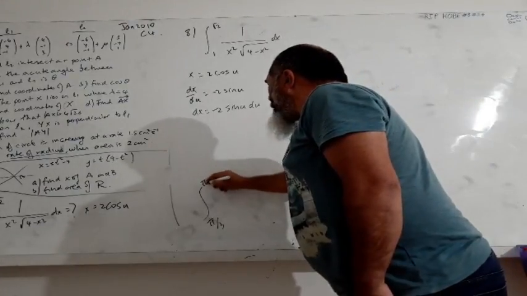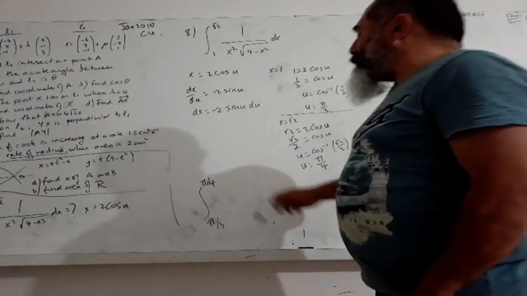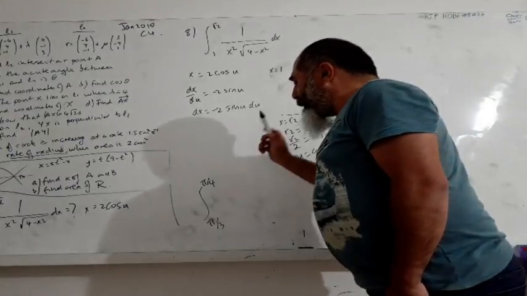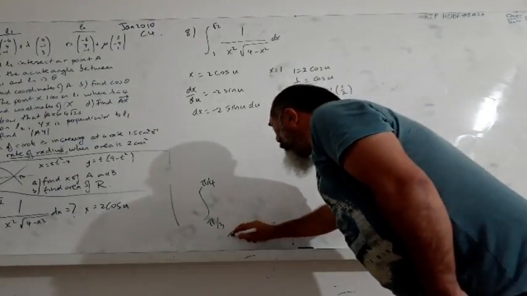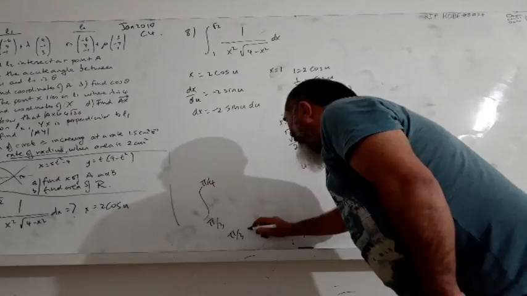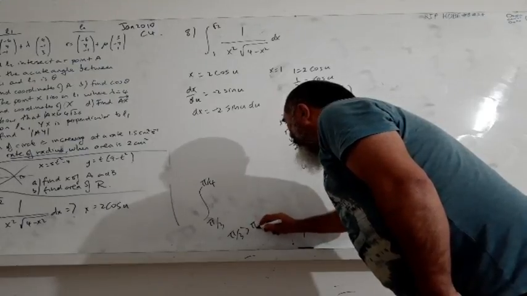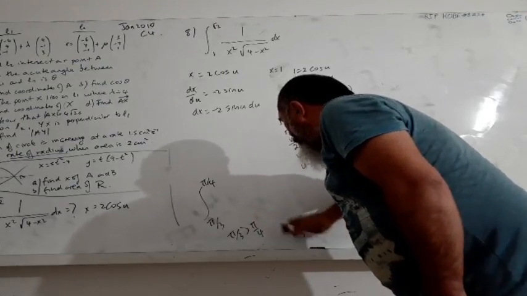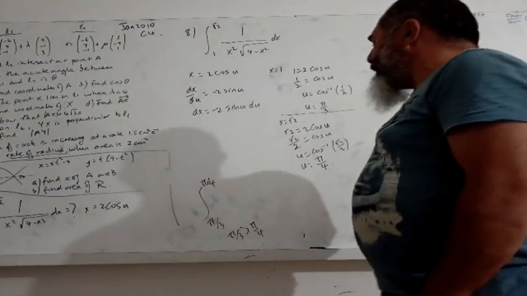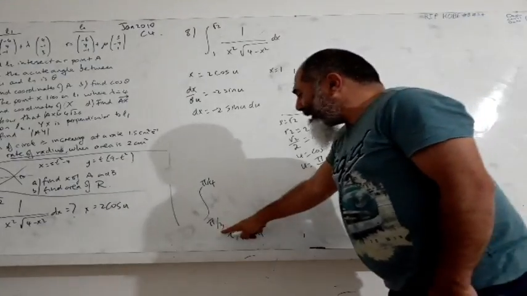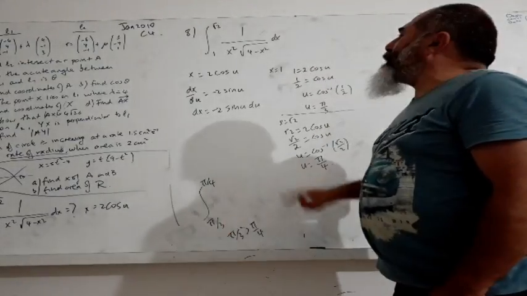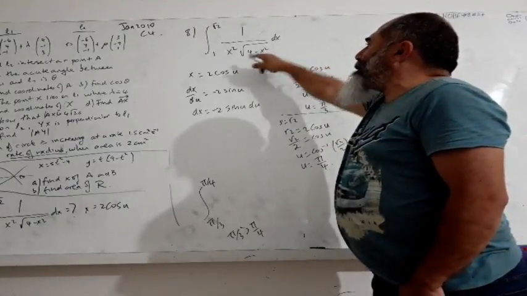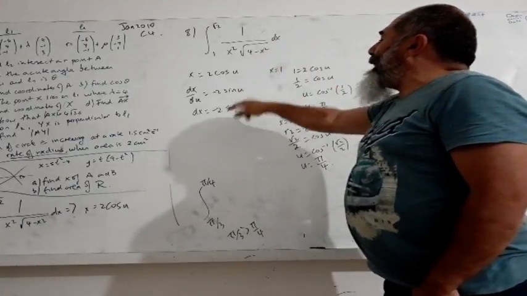Here we have to talk about one important thing. Pi over 3 is larger than pi over 4. So we have to do something about that one. But first of all, let's substitute x and dx there, which are in terms of u and du.